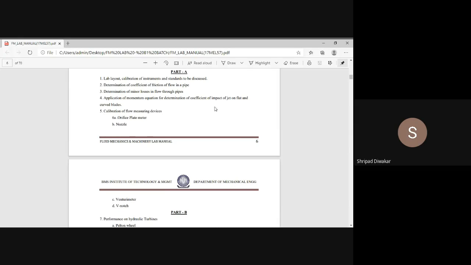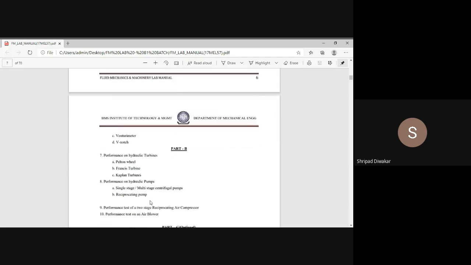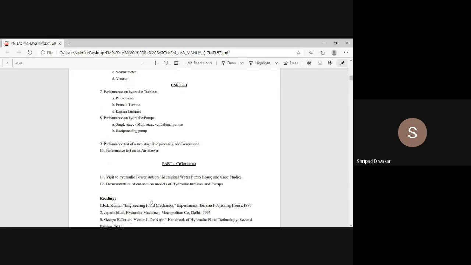Remember, the first one is major losses, the second is minor losses, then impact of jet on vanes, orifice meter, nozzle, venturimeter, and V notch. Among these experiments, you are going to get one experiment for the exam. That is the individual experiment. And part B is the group experiment.